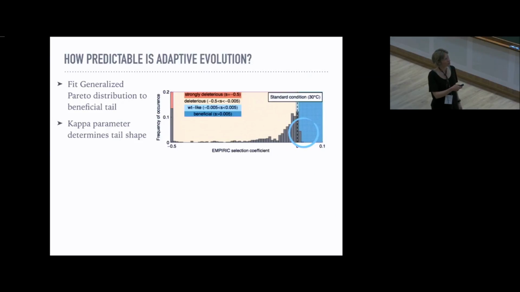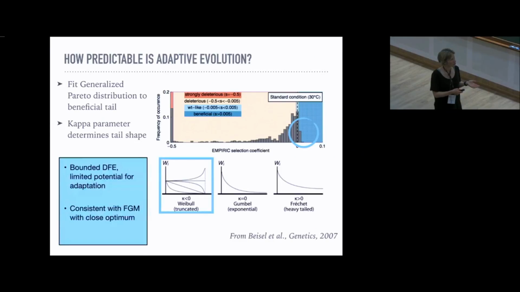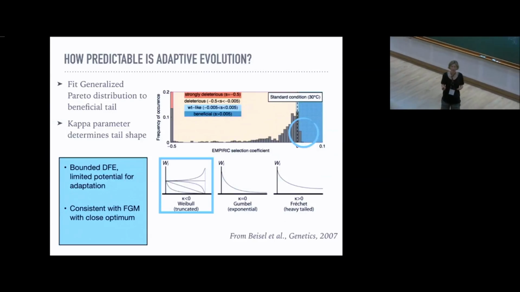And so this generalized Pareto distribution has one parameter which tells you something about this tail shape, and three different tail shapes are possible. The first one here is the Weibull domain, in which the distribution is actually truncated. You can imagine this very clearly: if you think of Fisher's geometric model and you're very close to the optimum, then there's only so much further you can get, right? You're already very close to perfect. And so you have a distribution of fitness effects that's actually bounded. That's obviously consistent with Fisher's geometric model if the optimum is close. And that also means that you have quite limited potential for additional adaptation, right? Because you can only get so far.